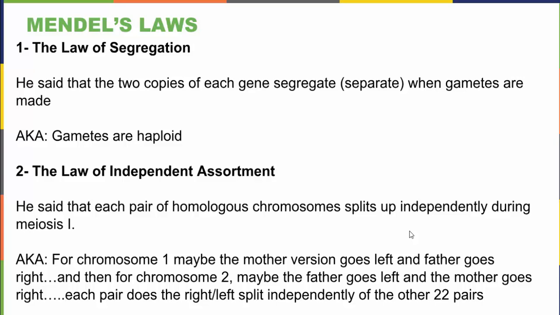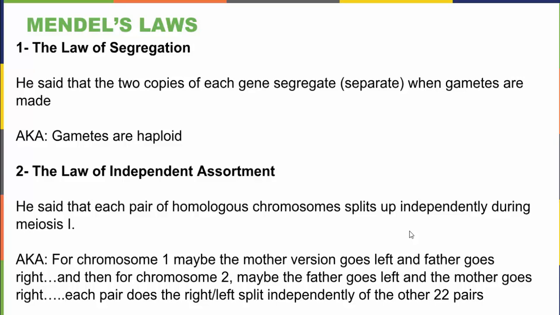Mendel's laws, one was the law of segregation. This means that if you have 2 copies of each gene, which we do, when you make gametes, those 2 copies segregate or separate into different gametes. In other words, gametes are haploid. So that means that if you have 2 copies of a gene, when you make a gamete, you're not going to get both of them in one gamete unless there's a mistake.